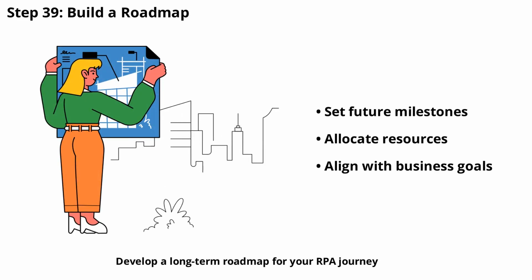Develop a long-term roadmap for your RPA journey. Outline future automation projects, set milestones, and allocate resources accordingly. A clear roadmap keeps your team focused and ensures that your automation efforts align with your business goals.